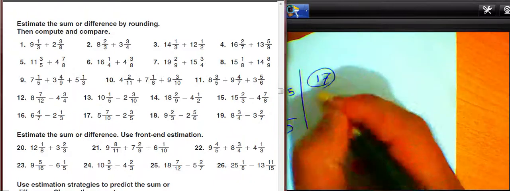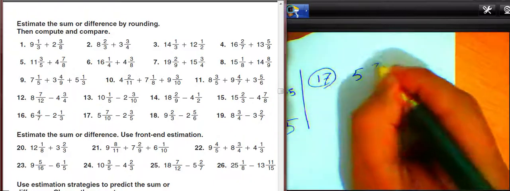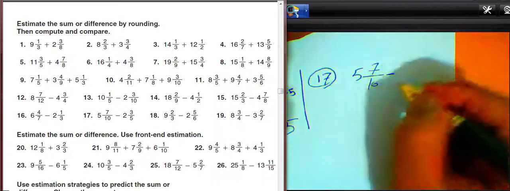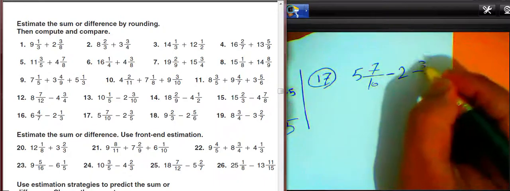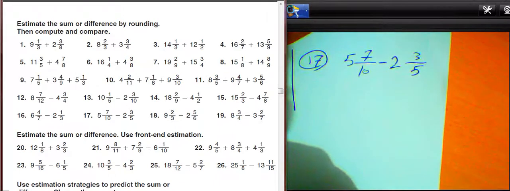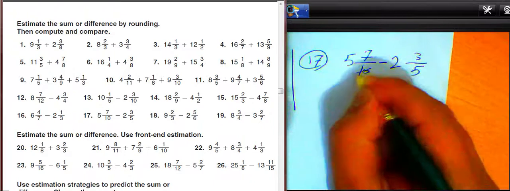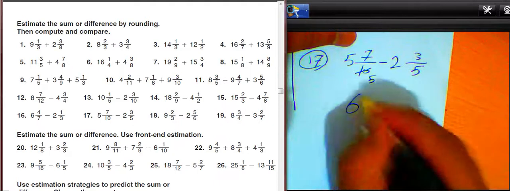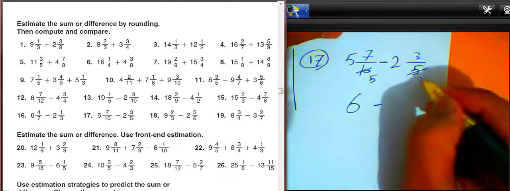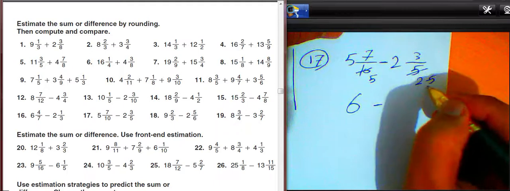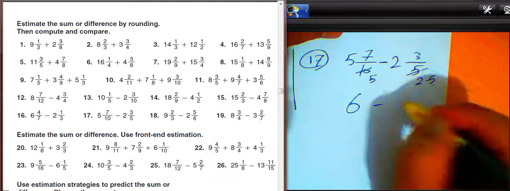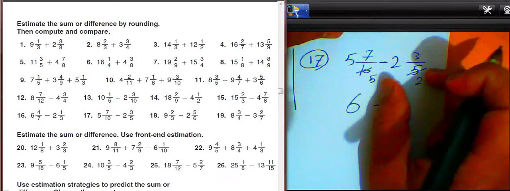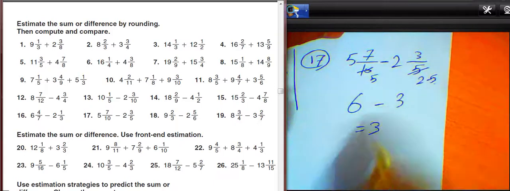Question 17. 5 and 7 over 10 subtract 2 and 3 over 5. We want to find the difference estimate of two mixed numbers. Half of 10 equals 5. 7 is more than 5, so this mixed number is nearest to 6. And half of 5 equals 2.5. 3 is more than 2.5, so this number will be 3. 6 subtract 3 equals 3.